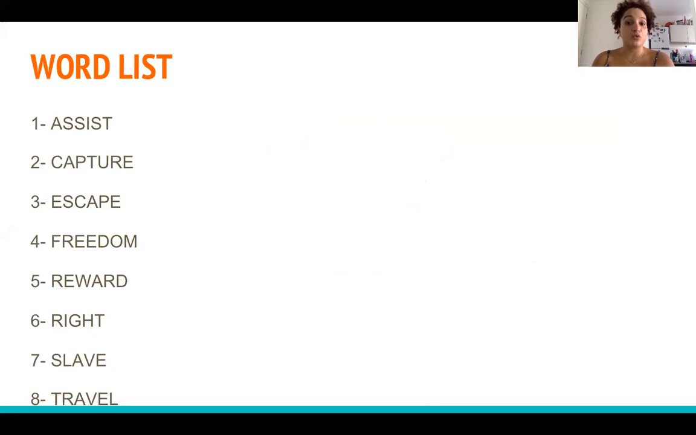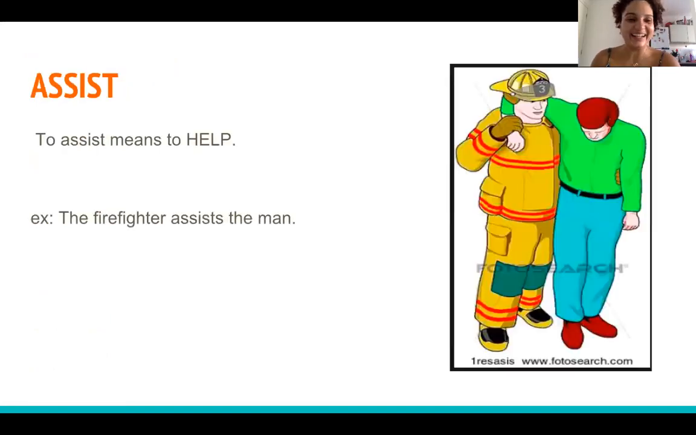This is the list of words we're going to be learning, these 8 new words we're going to learn this section. Number 1 is assist. Number 2, capture. Number 3, escape. Number 4, freedom, the word of the day. Number 5, reward. Number 6, bride. Number 7, slave. And number 8, travel. My favorite word, as you know.